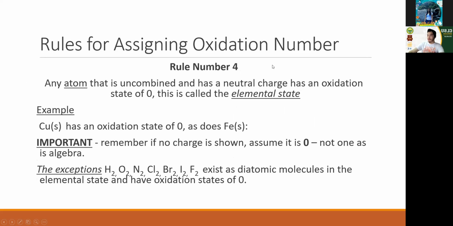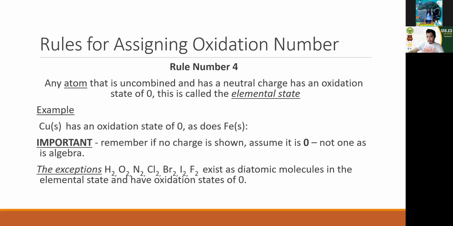Next, how do you know if it is zero? Any atom that is uncombined, so its charge is neutral, has an oxidation state of zero. That means it is in its elemental state. For example, solid copper. The elemental state of copper is solid, so its oxidation state is zero. The same goes for most metals. But mercury is different, because the elemental state of mercury is liquid.